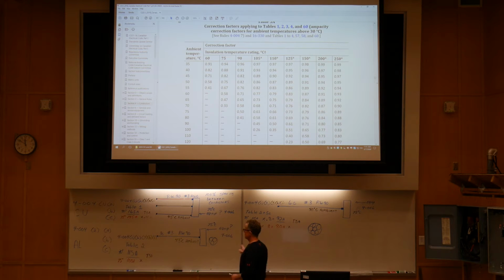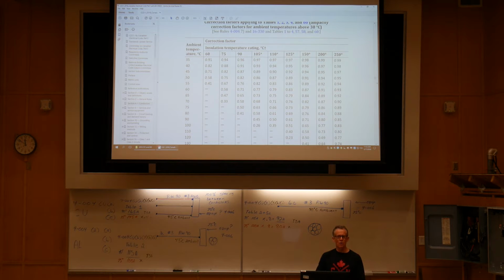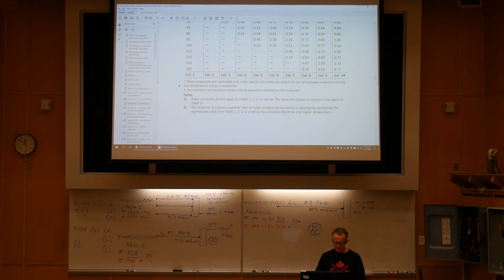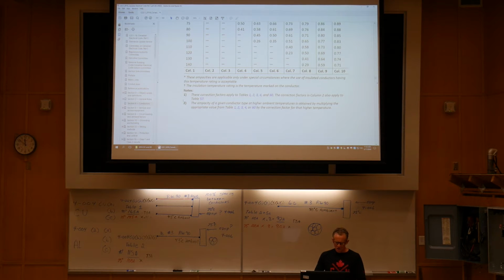And if I look down here, now 43, if you look here, well, what do we do? So there is no 43. You're in between 40 and 45. Let's see if the note at the bottom of the table says anything. Notes 1 and 2. The correction factors apply to tables 1, 2, 3, and 4, and 60. The correction factors in column 2 also apply to table 57. So there's nothing there when we're in between. Let's see what note 2 says. The ampacity of a given conductor type at a higher ambient is obtained by multiplying the appropriate value from tables 1, 2, 3, or 4 by the correction factor for that higher temperature.